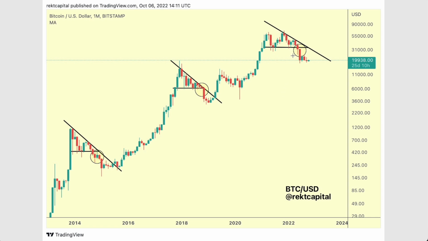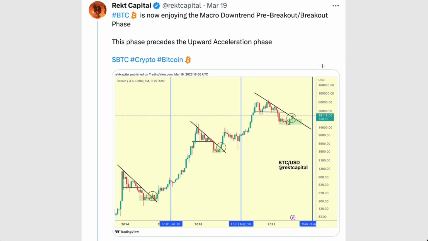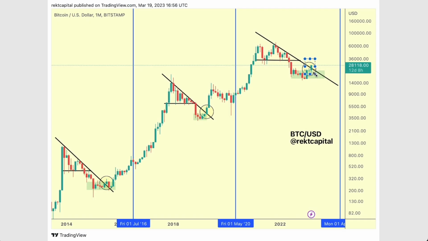And when Bitcoin finally formulated its base, formulated that accumulation range that would inevitably bring us closer to the macro downtrend for that final break beyond the macro downtrend, once we reach that macro downtrend, that's when Bitcoin would start to enjoy its pre-breakout and breakout phase. And that phase, of course, precedes the upward acceleration phase. So this pre-breakout moment corresponds to those moments in the past.